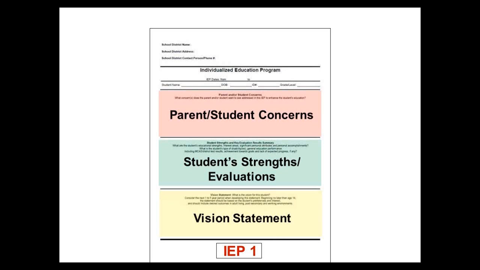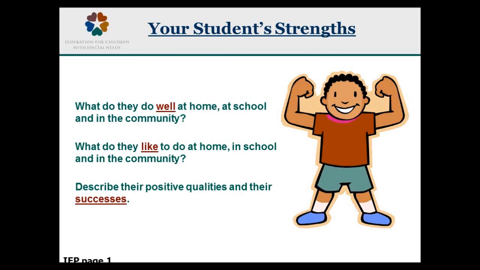It'll say IEP 1 down in the bottom right-hand corner. This is the first page of the IEP document. Here we have the section for the parent and student concerns. Then we have the section for the student strengths and evaluations. And then we have the section for the vision statement. I just wanted to orient you to the IEP by including this slide.